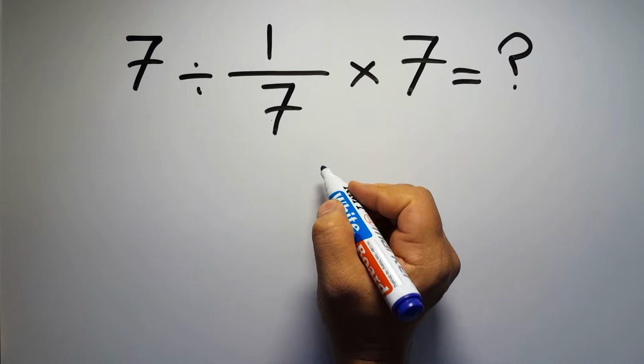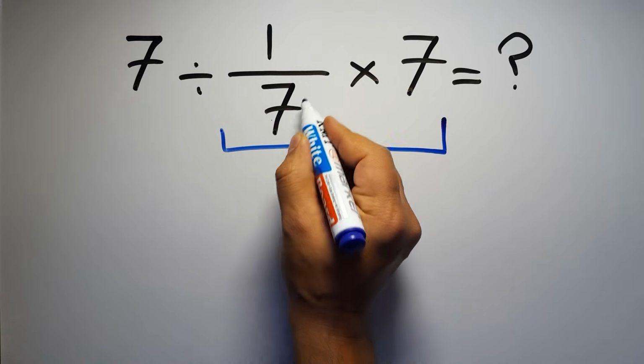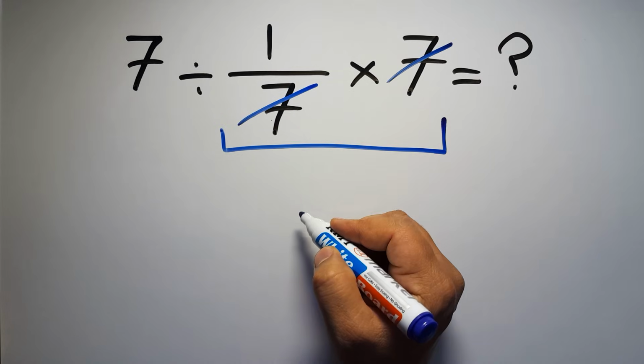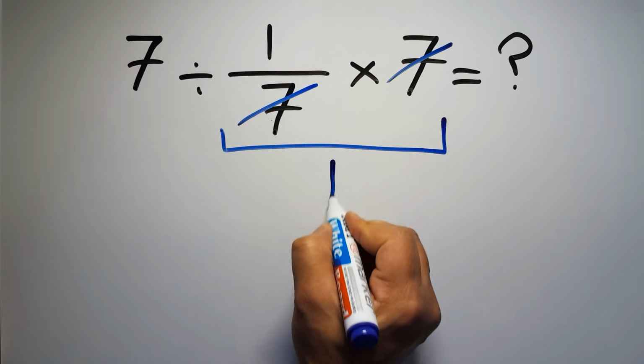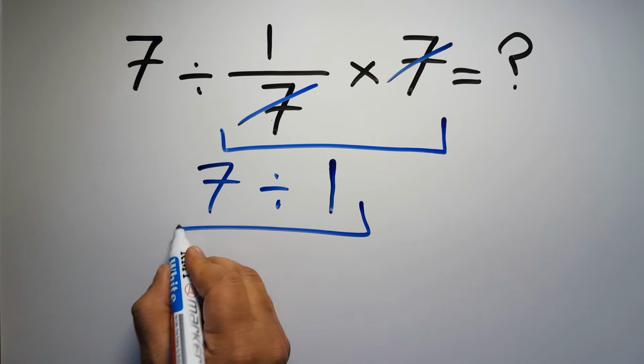First, we do this multiplication: 1 over 7 times 7. We can easily cancel this 7 and this 7. So here we have just 1. And 7 divided by 1 equals 7.